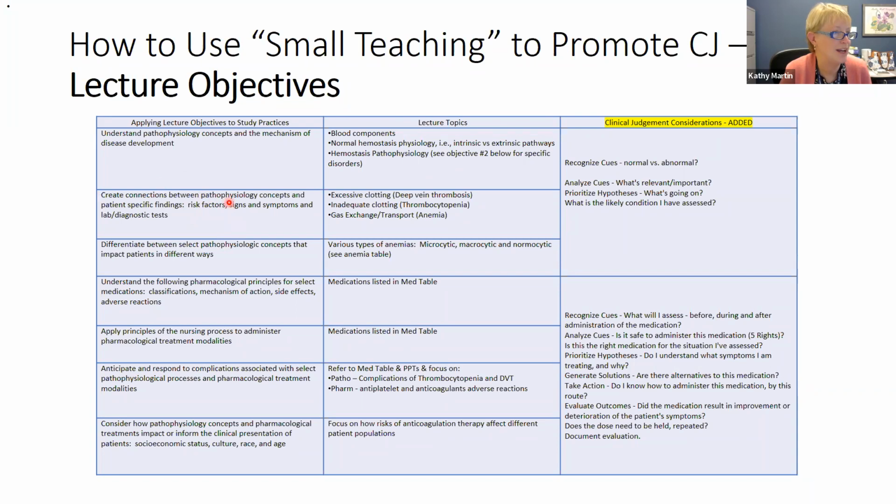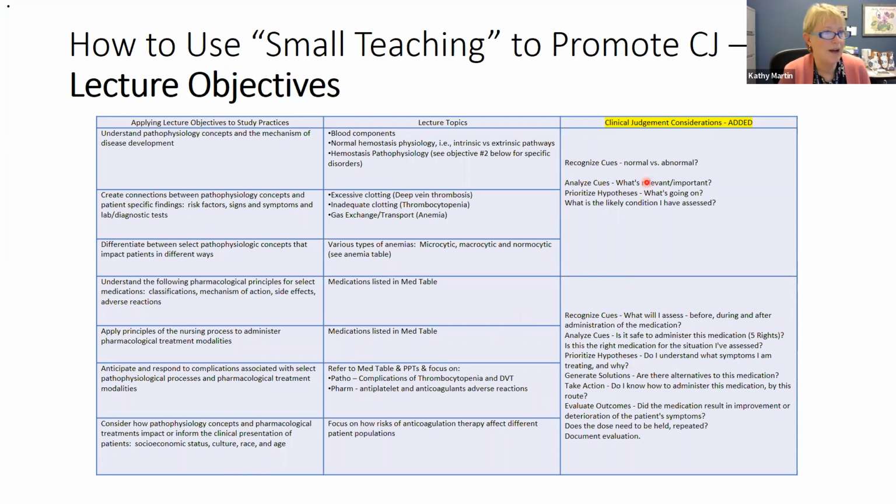I want them to create connections. I want them to differentiate between things. I want them to understand pharmacological principles. As I said, I teach pathopharm. And in the next column, I place the lecture topics that are in alignment with that learning activity. And so this was the standard. These first two columns are provided and have been provided to my students.